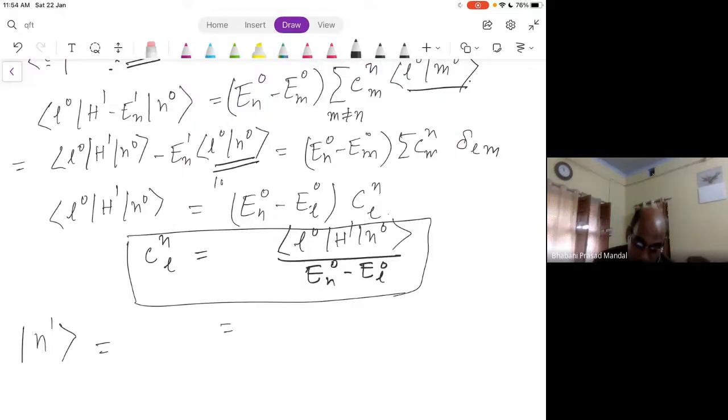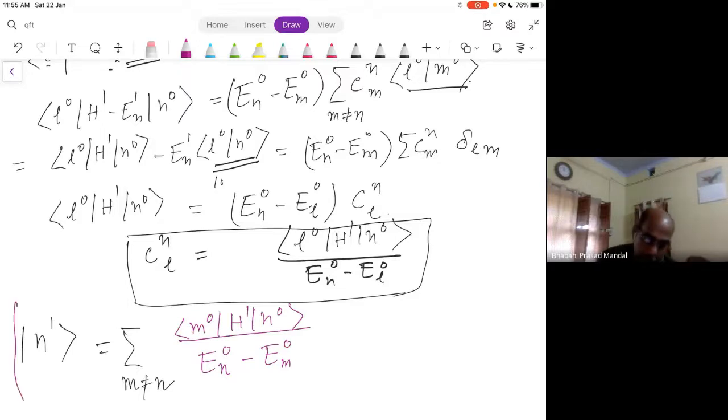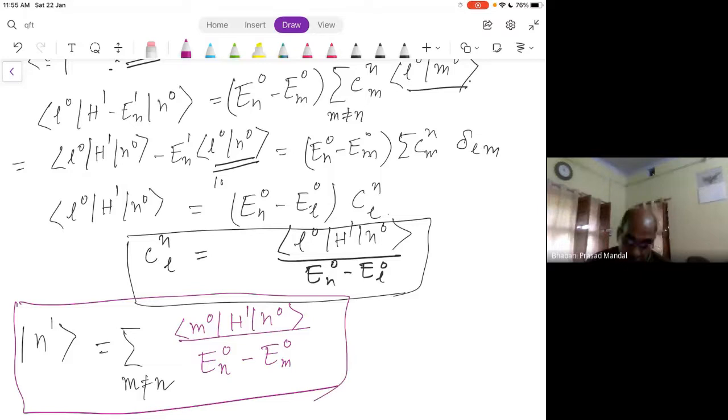So sum over m not equal to n, then C n m will be m0 H n0 divided by En0 minus Em0. So this is our target too. Second, this is the correction of the wave function. First order correction to the wave function we obtained.